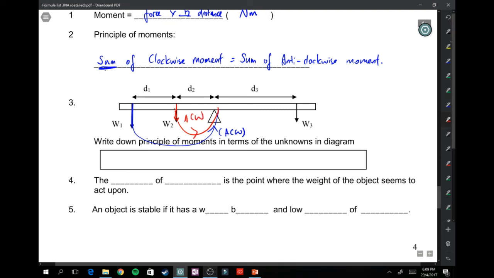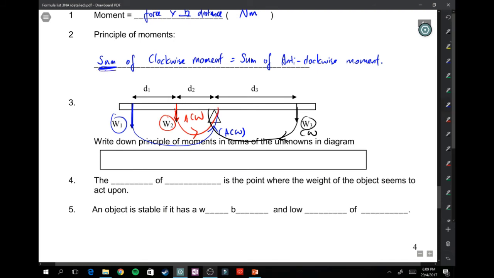For the last one, I'll be using black. W3, I'll connect it to the arrow. The only way I can do this is in this manner, and this is clockwise. So W3 is clockwise, while W2 and W1 are anti-clockwise.